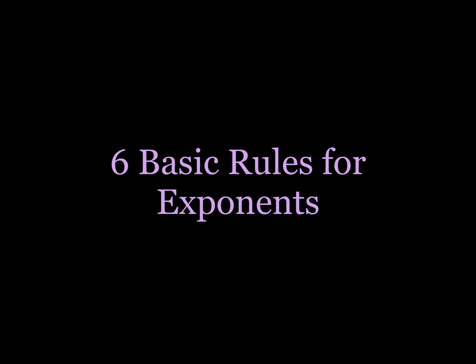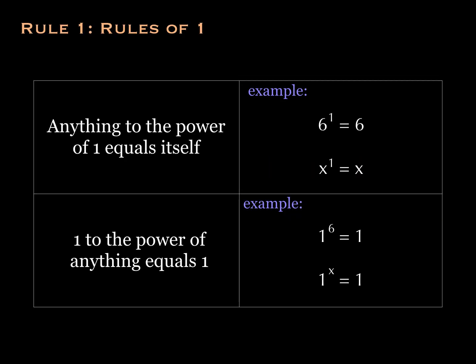Today we'll be learning about 6 basic rules for exponents. Rule 1. Rules of 1. The first rule of Rule 1 is anything to the power of 1 equals itself. For example, 6 to the power of 1 equals 6, or x to the power of 1 equals x. The second rule of Rule 1 is 1 to the power of anything equals 1. For example, 1 to the power of 6 equals 1, or 1 to the power of x equals 1.